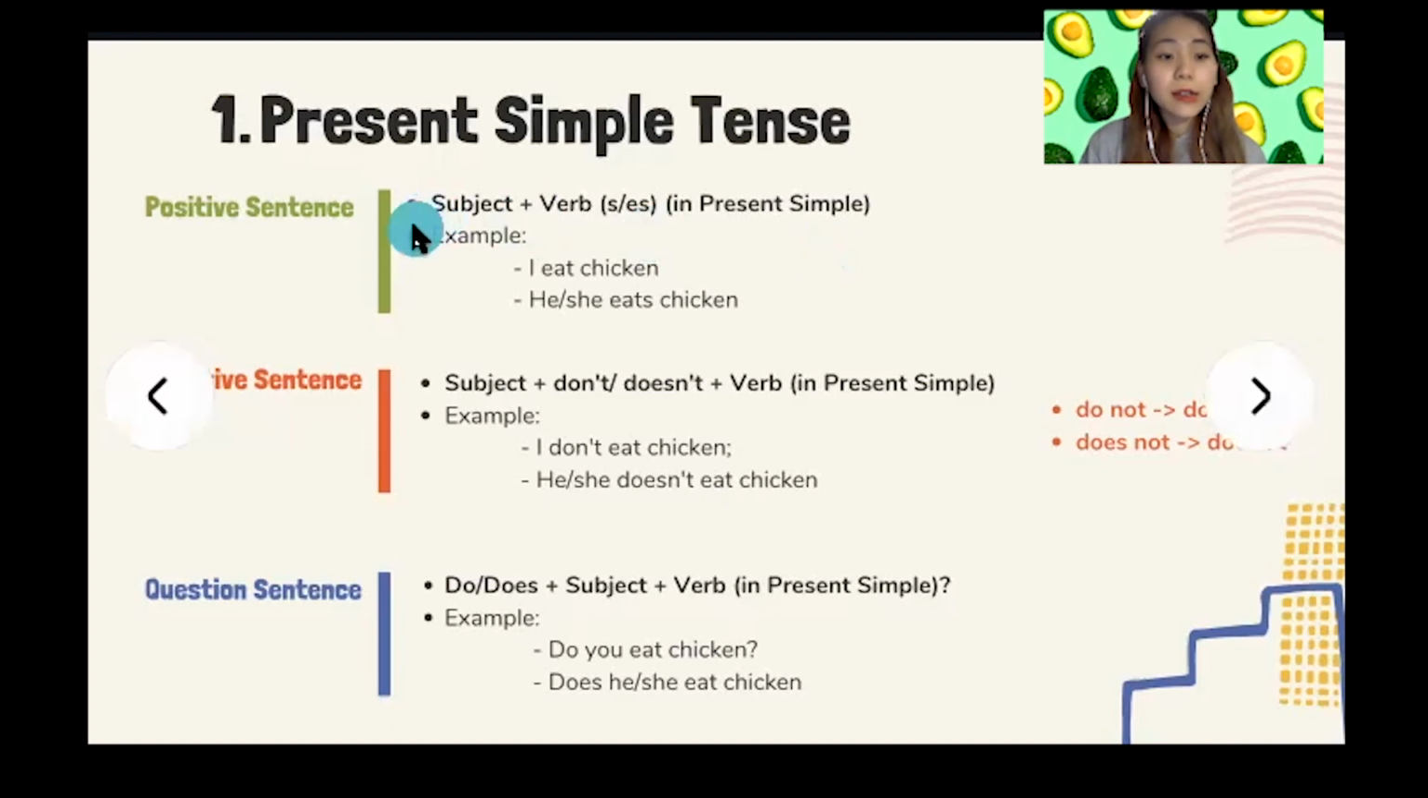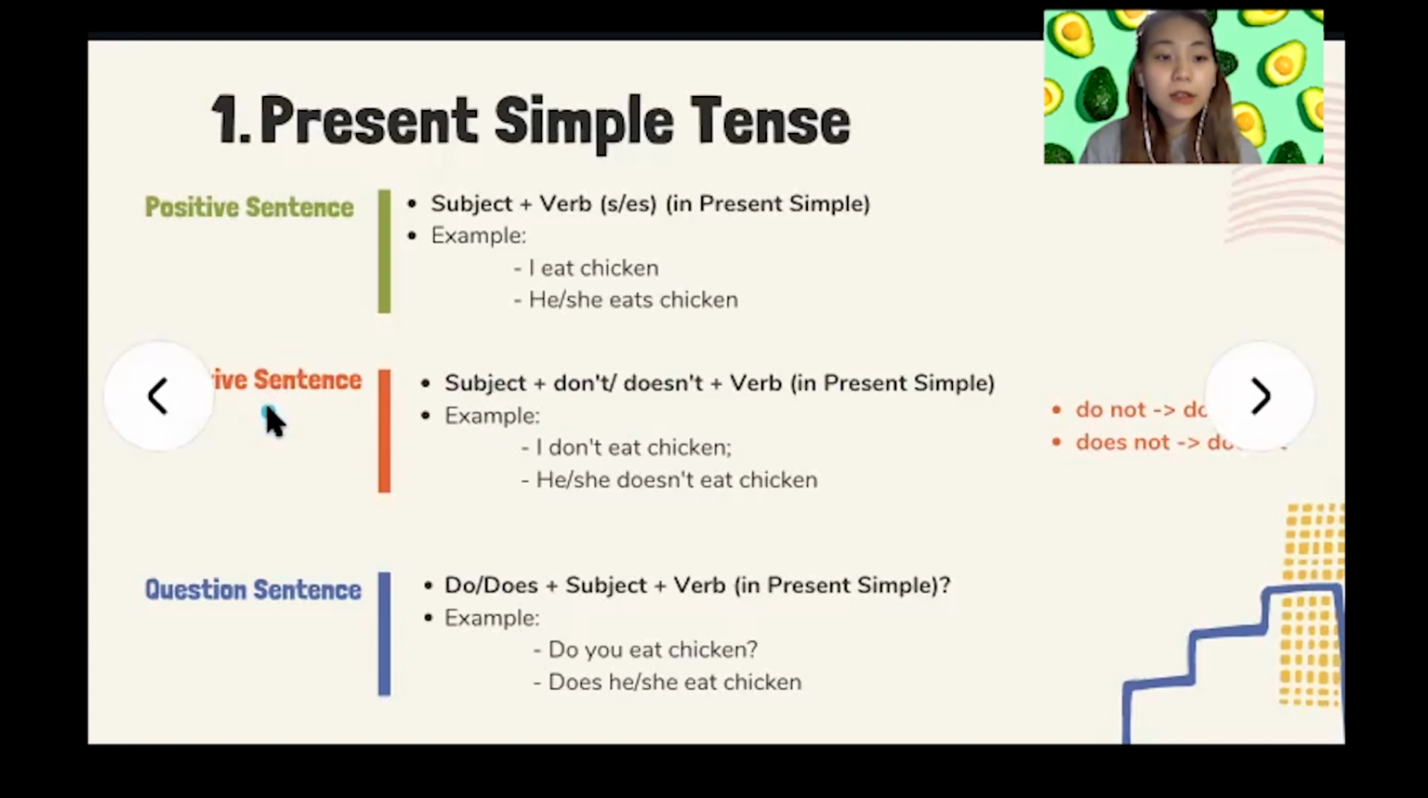Now let's see the examples. Well, I eat chicken. He or she eats chicken. Do you see the difference? So for I, the verb eat doesn't have an s. But the he, she eats chicken has an s. Remember, yeah? For he or she, always add an s or an es behind the verb.